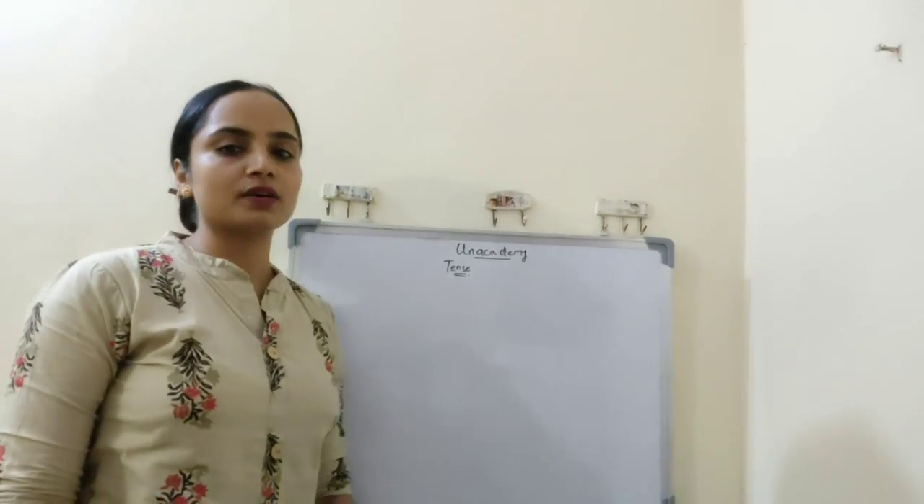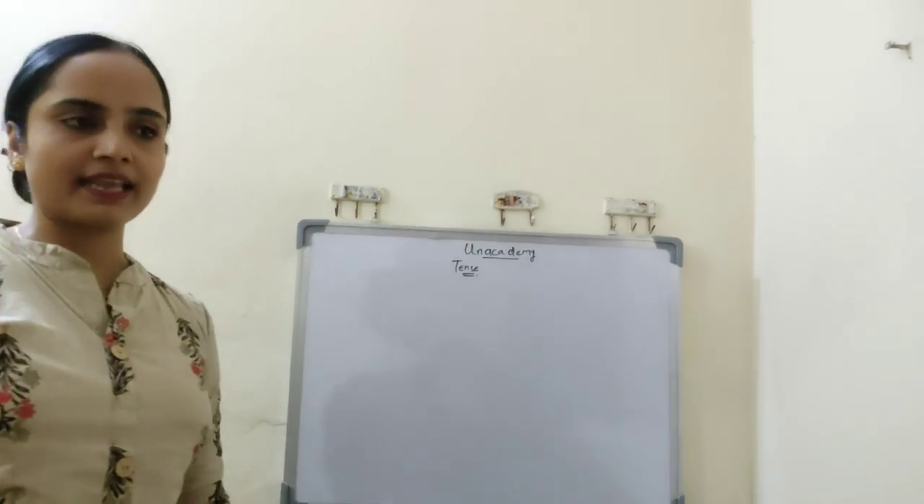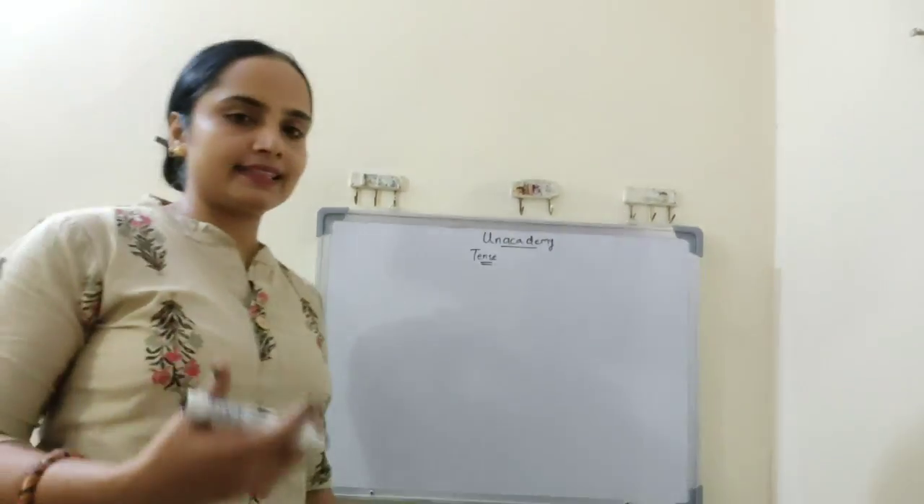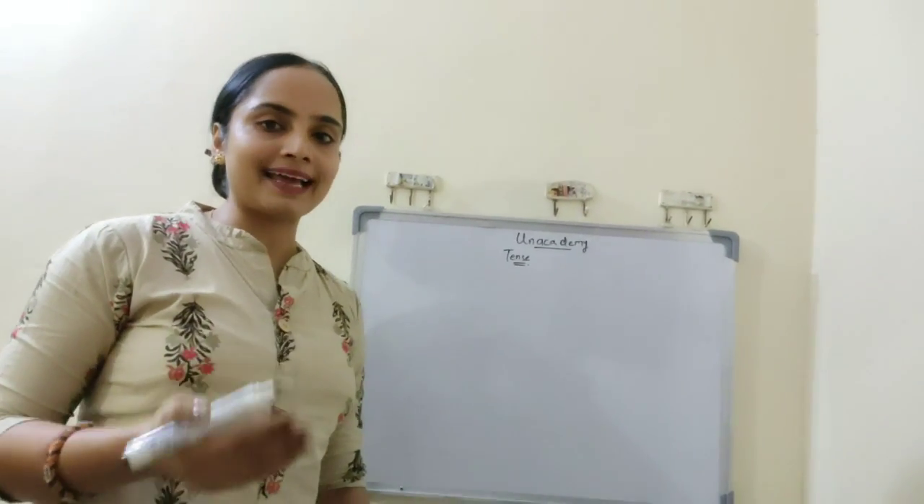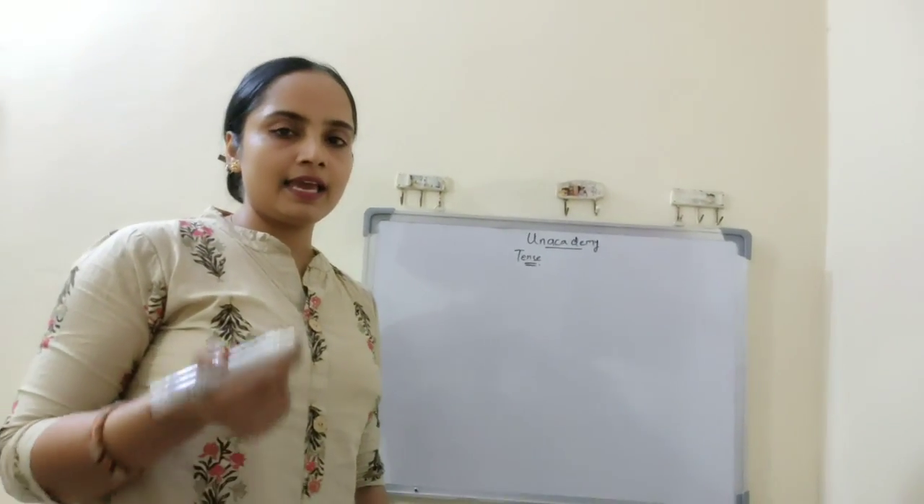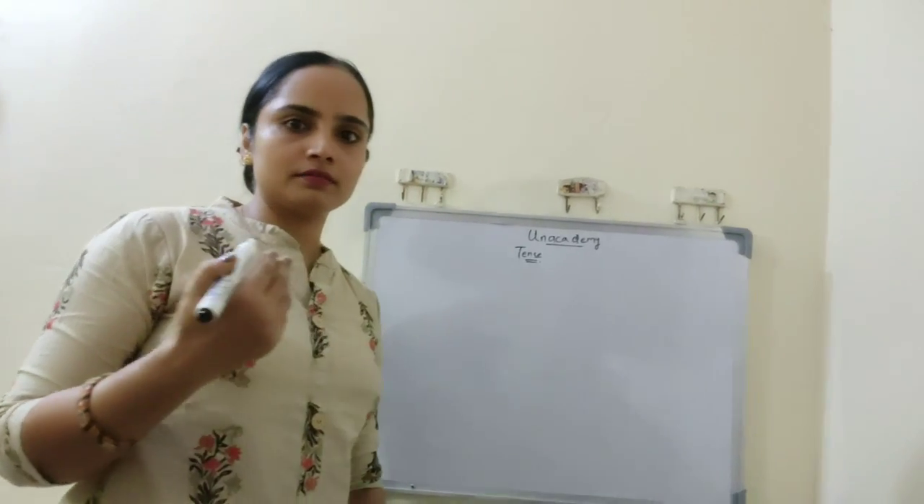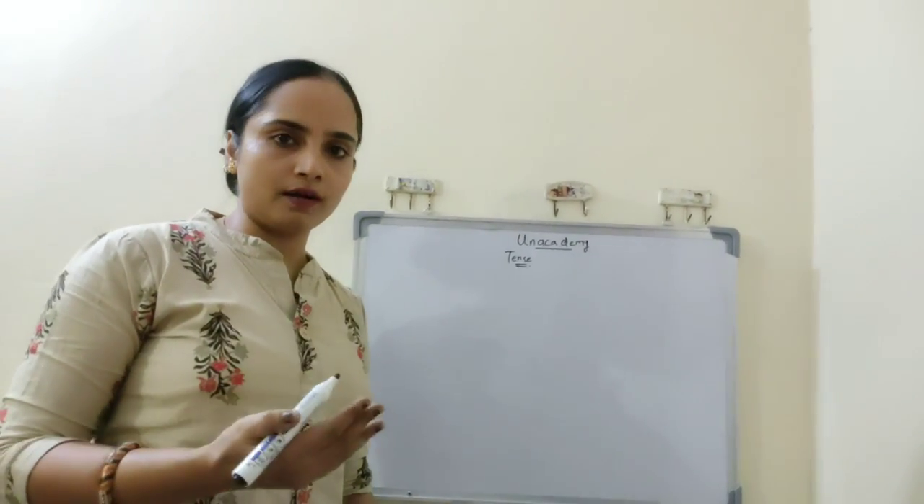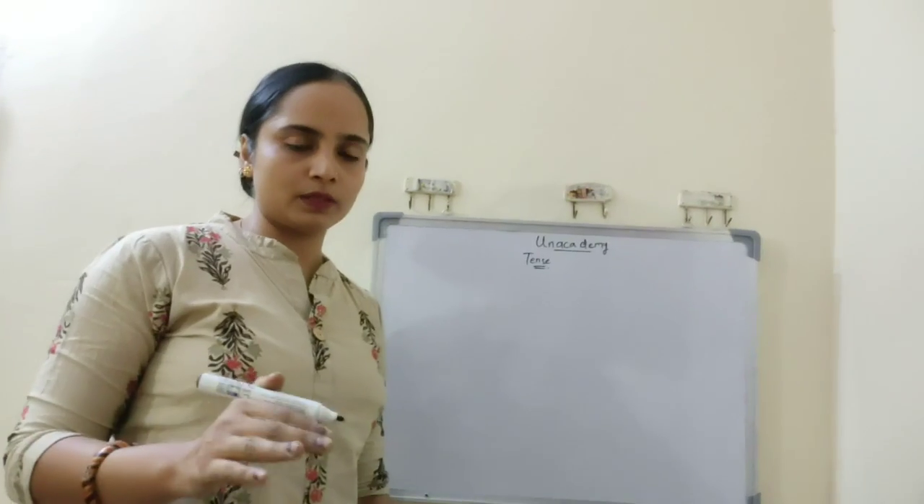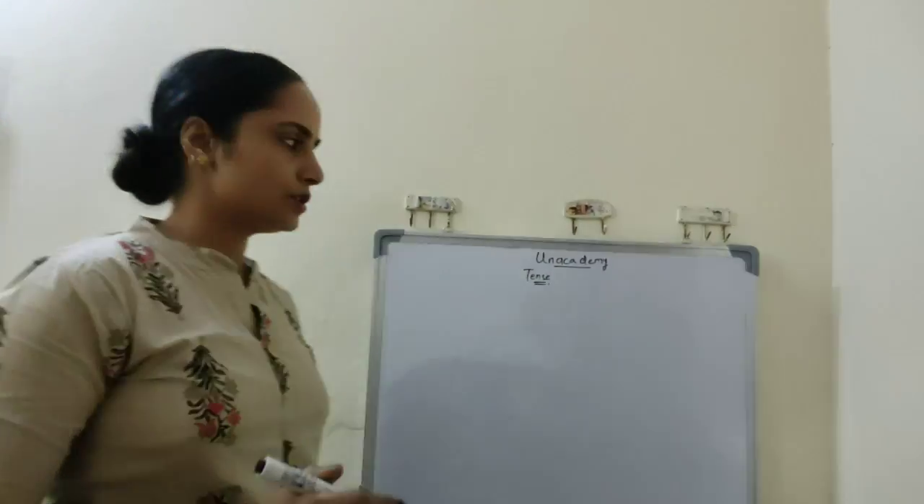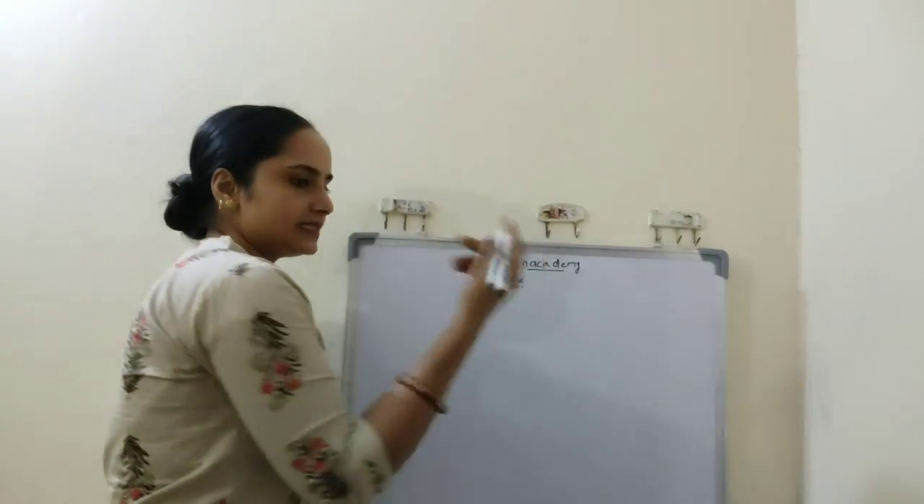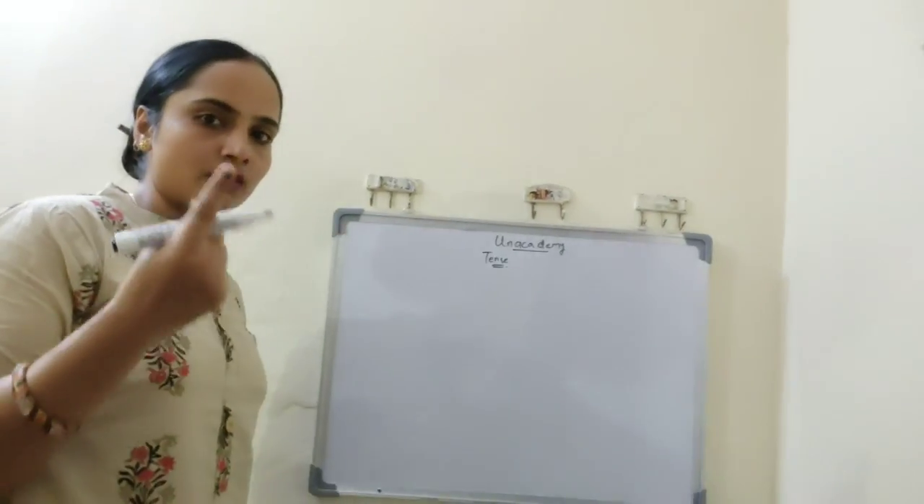Now, what is a tense? Tense is anything that tells you about the time of the action. Okay, काम कैसे हुआ, काम कब हुआ, वो जो भी चीज़ आपको पता है वो tense होता है. So tense is basically shown by a verb.